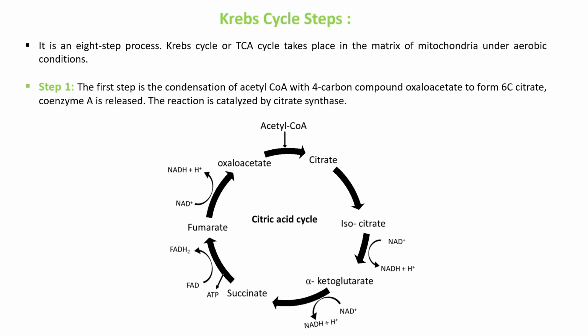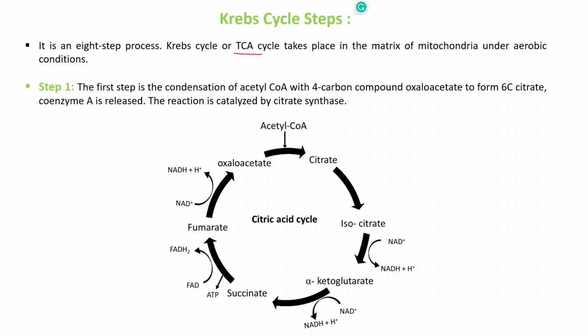We are going to learn about the Krebs cycle. This whole Krebs cycle is an 8-step process, and it is also known as the TCA, tricarboxylic acid cycle, and also the citric acid cycle. It occurs in the matrix of mitochondria and under aerobic conditions.